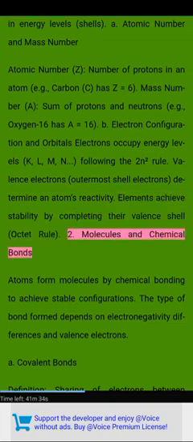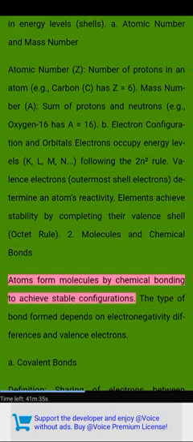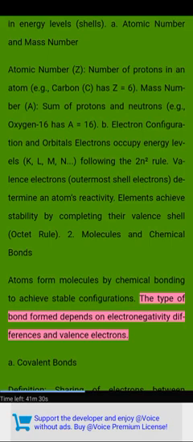2. Molecules and chemical bonds. Atoms form molecules by chemical bonding to achieve stable configurations. The type of bond formed depends on electronegativity differences in valence electrons.